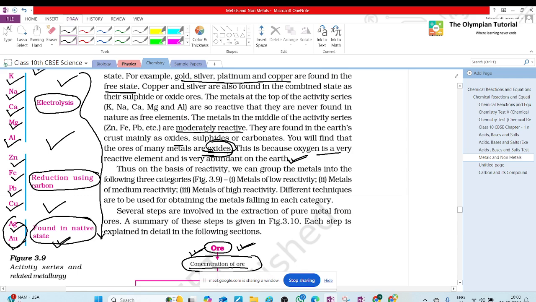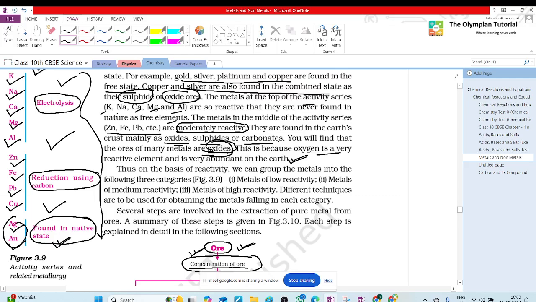Metals at the top of the series like sodium, potassium, calcium, magnesium, aluminium are very reactive. That's why we can never find them in free state, as free elements. The metals in the middle of the activity series are moderately reactive. Moderately means not very highly reactive, and not very less reactive. And they are found as oxide, sulfide and carbonate ores.